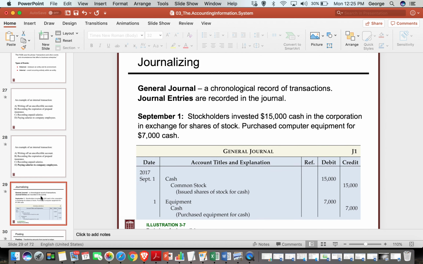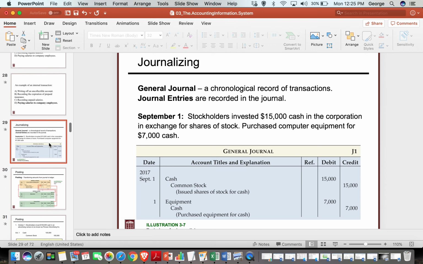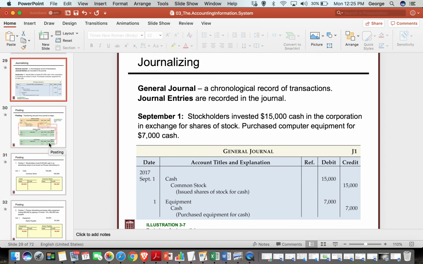Journalizing is a chronological record of transactions. Transactions are recorded in the journal. So we're going to show a bunch of journal entries here. The first one is stockholders invest $15,000 cash in the corporation. So we're going to debit cash because it's increasing. Cash has a debit balance, so increase cash by $15,000 and increase common stock. Common stock has a credit balance, and so that must be credited to increase it by $15,000.